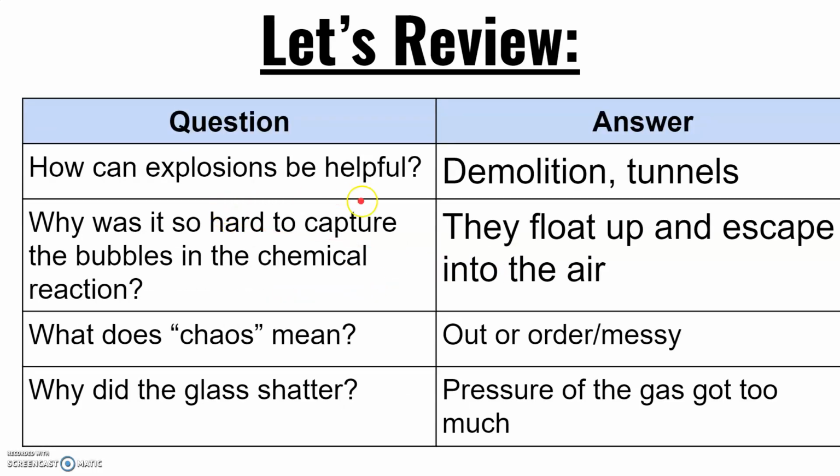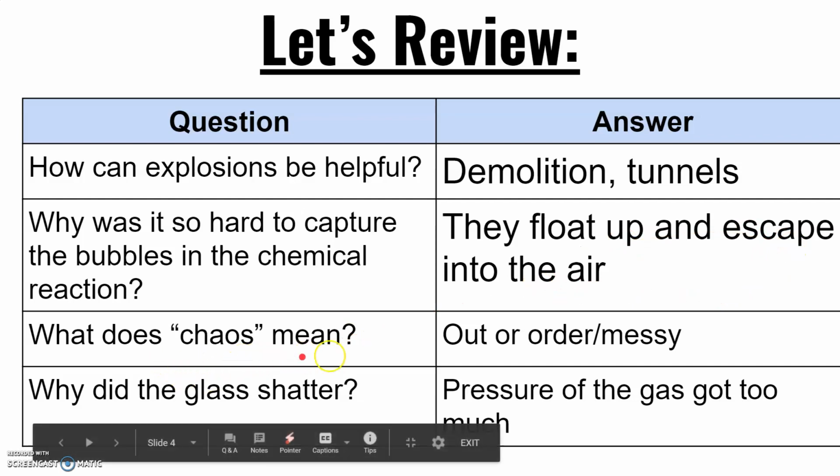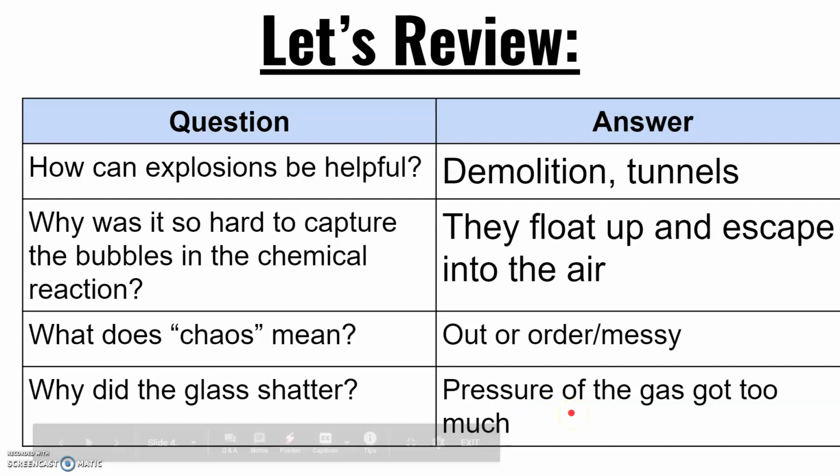So, how can explosions be helpful? Some things we saw in the video was that they could be helpful in demolition, when they're either blowing up old buildings or when they're blowing up mountains and big rocks and trying to make tunnels. Why was it so hard to capture the bubbles in the chemical reaction? When they are created, they float up through a liquid and they escape into the air. What does chaos mean? Chaos means out of order or messy. And why did the glass shatter? The glass shattered because the pressure of the gas got too much for the container to keep it all in, and it eventually shattered the glass.